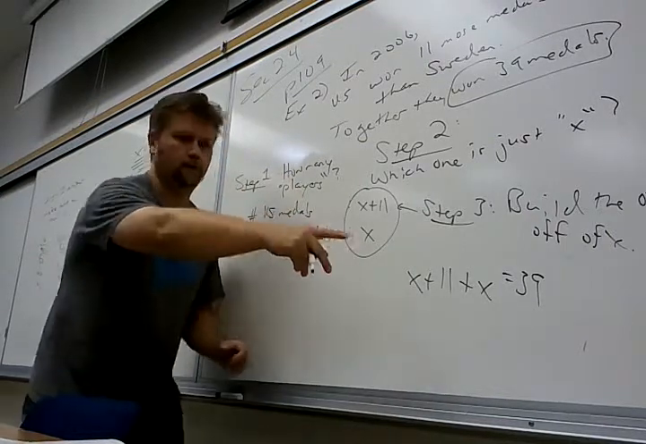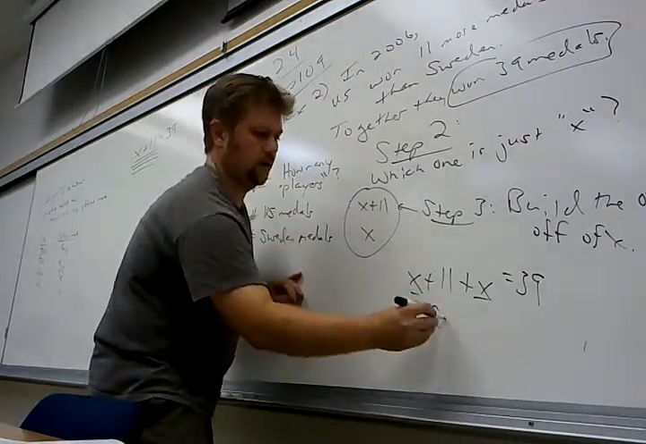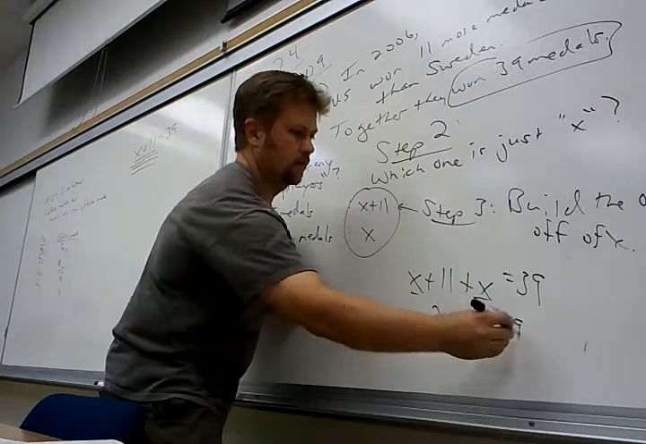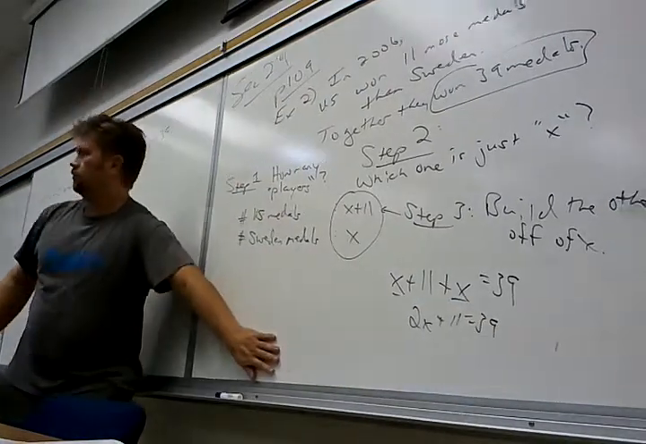You solve it like you always solve it. Combine like terms. 2x plus 11 is 39, right?